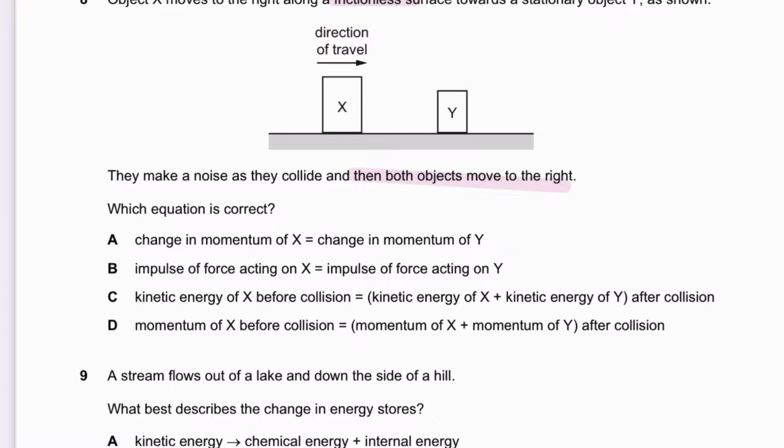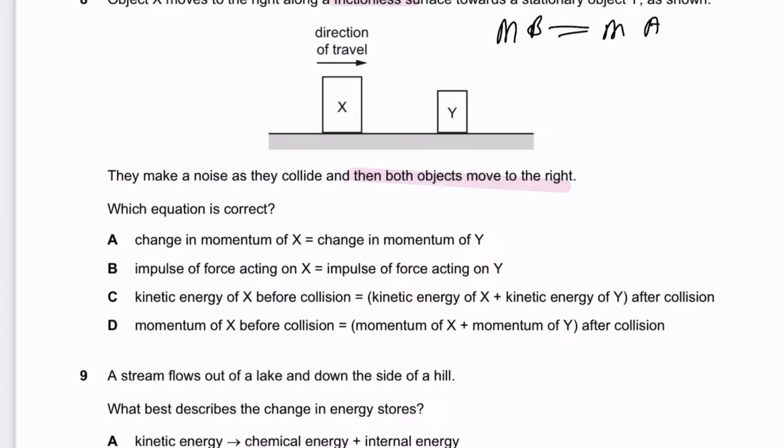That makes sense. Okay, let's talk about what's happening. We're having a collision with a frictionless surface. Frictionless surface, therefore, the kinetic energy and the momentum are conserved. It's an elastic collision. Even if it's an inelastic collision, momentum before collision is equal to momentum after collision.